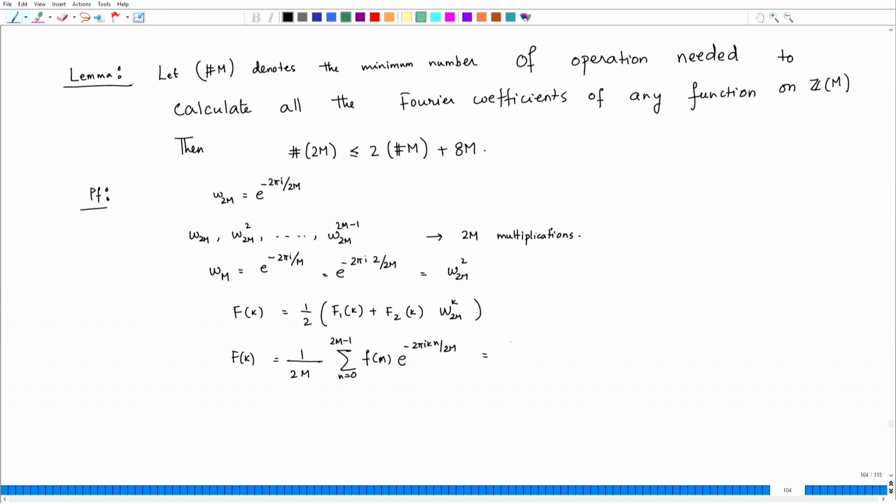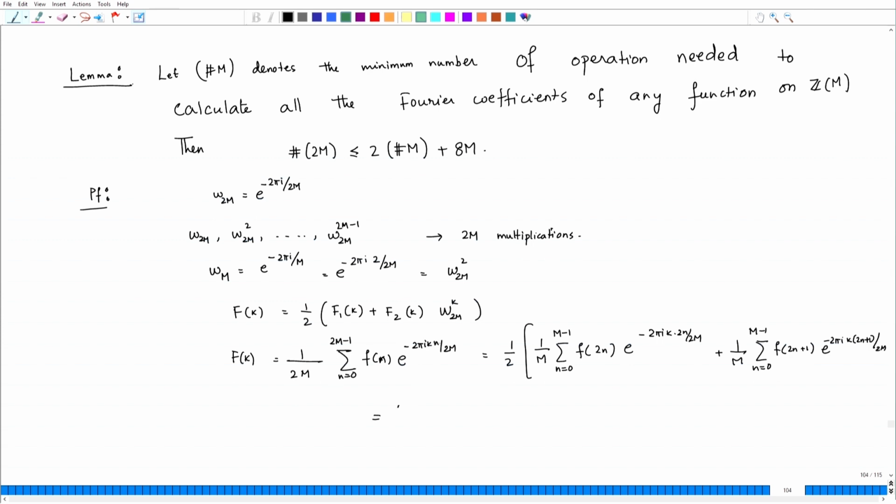So, this sum I can write as 1 by 2, 1 by m summation over n equal to 0 to m minus 1 of f of 2 n and e to the power minus 2 pi i k 2 n by 2 m, plus 1 by m summation n equal to 0 to m minus 1 of f of 2 n plus 1 and then e to the power minus 2 pi i k times 2 n plus 1 by 2 m.